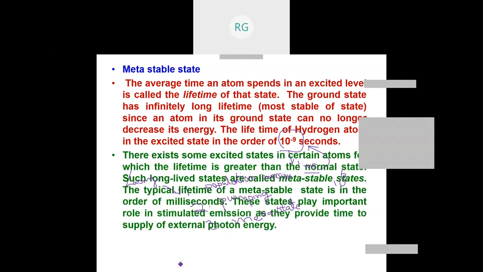But in some materials, not all materials, there will be metastable states. So there exist some states in a given substance with more lifetime. That's why I have given millisecond states. That means the lifetime of the state is some milliseconds. So when we have energy levels with millisecond lifetimes, there is a possibility for us to push all the atoms simultaneously down to get a coherent beam of light from the system.